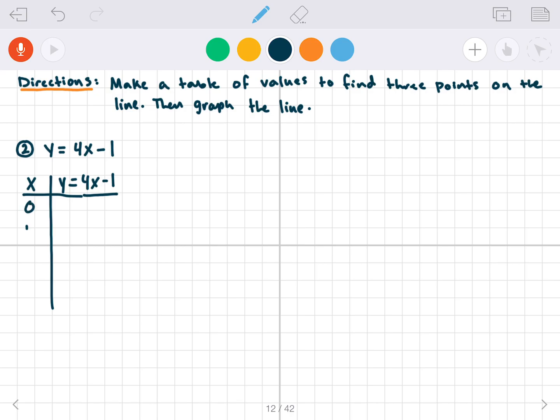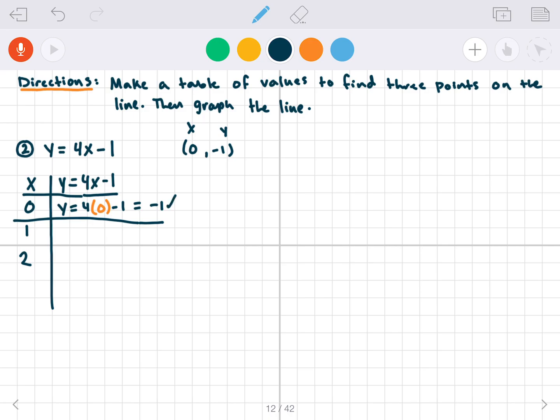So we can do that. Just choose our own x. And our rule is up here. That tells us what we need the corresponding y to be. So the rule says y is equal to 4 times x, which in this case is 0, minus 1. 0 minus 1 is -1. So one ordered pair that we have is x is 0, y is -1.